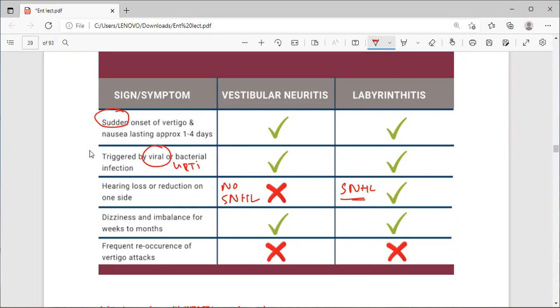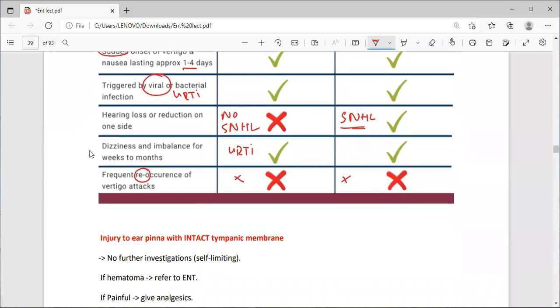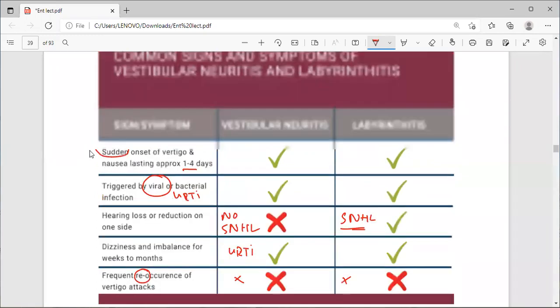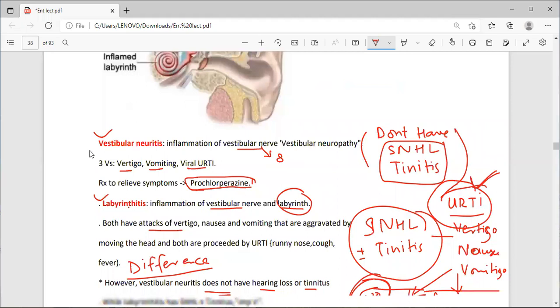Now, dizziness and imbalance for weeks to months is present here as well as here, because they both are because of upper respiratory tract infection, and it is basically inflammation. Now, frequent recurrence of the vertigo attacks is not present in either, okay? Not recurrence. It just heals itself in 1 to 4 days. It's not recurrent. And one more thing you can add is tinnitus. Tinnitus is present in labyrinthitis, and tinnitus is not present in vestibular neuritis, as I told you, okay?